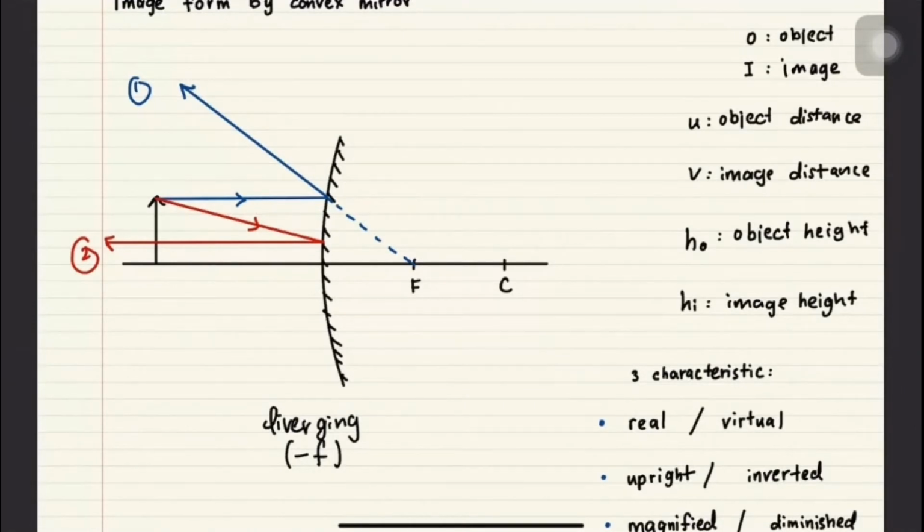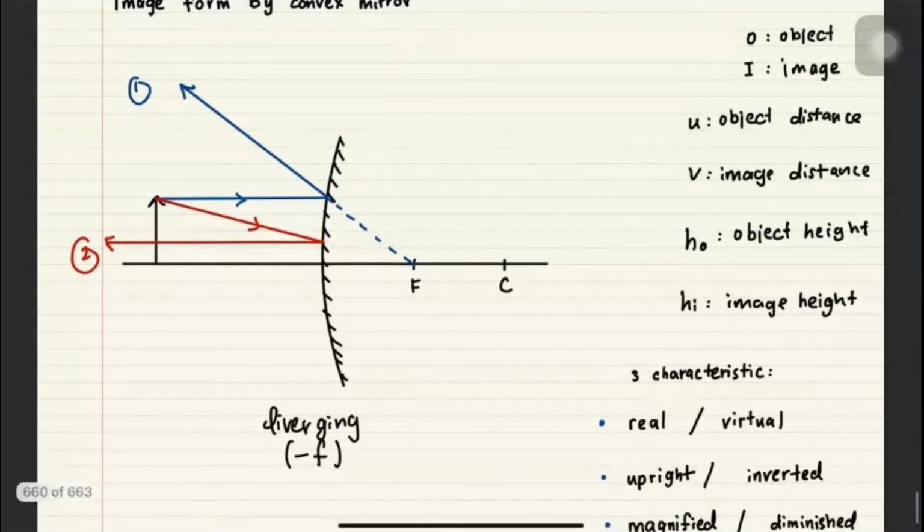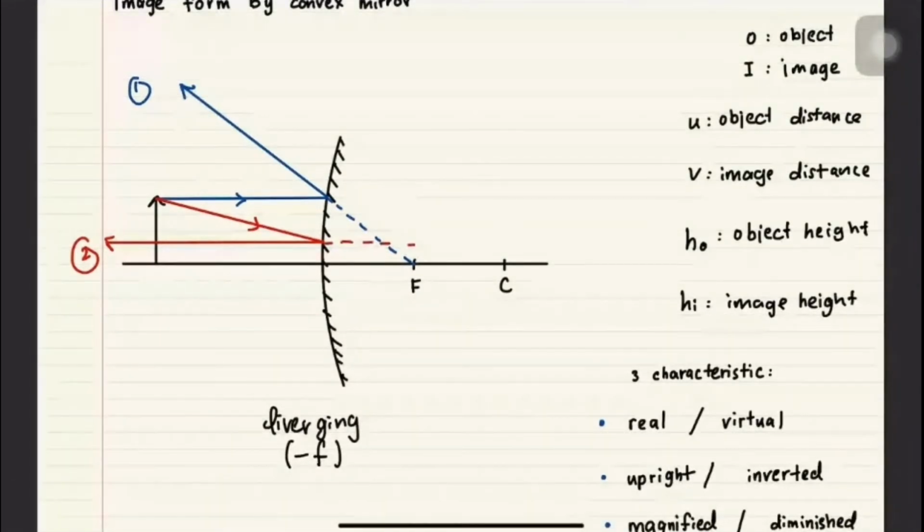Same goes to the second ray. This is the incident light. Okay, a common mistake in exams is that students will make a dotted line over there. Wrong. It must be from the reflected ray. This is the reflected ray, so the tail will be like that. Understand or not? Yes, sir. Okay, good. So this intersection will be your image.